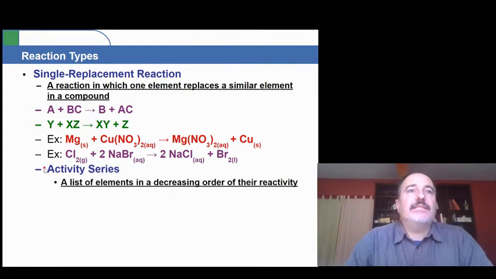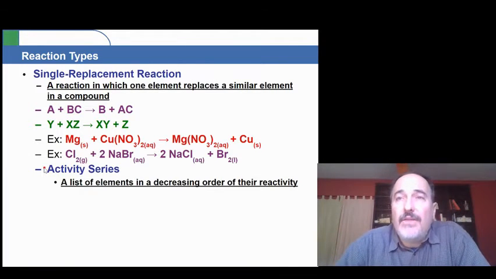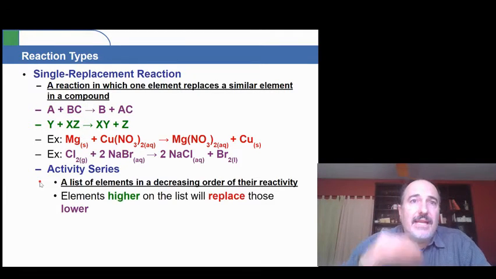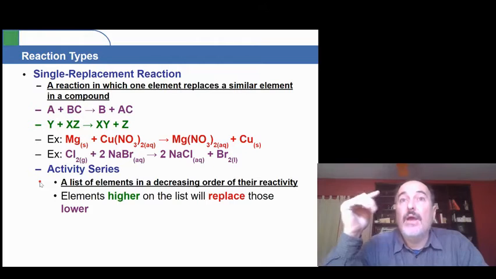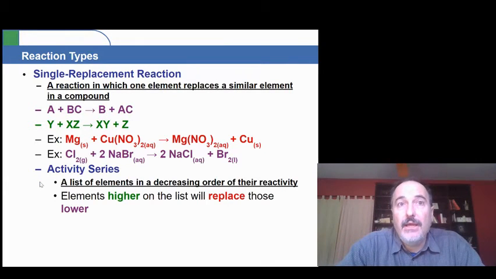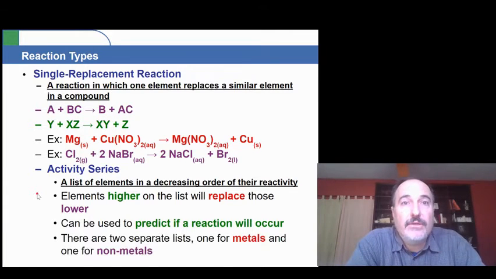You see, activity series is a list of elements in a decreasing order of their reactivity. And basically means that elements higher on the list will replace those lower in a single replacement reaction. Whereas those lower won't. Lower ones will not replace higher ones, but higher ones will replace lower ones. And this can be used to predict if a reaction will occur.